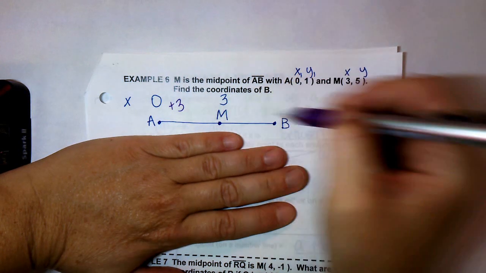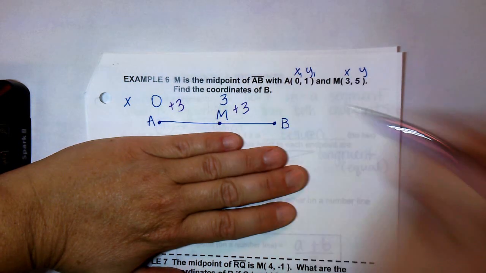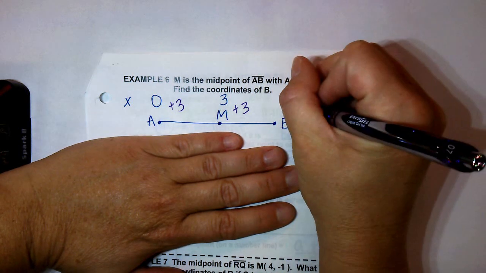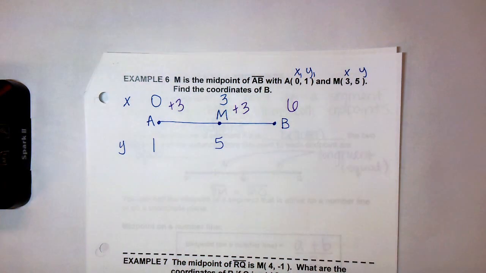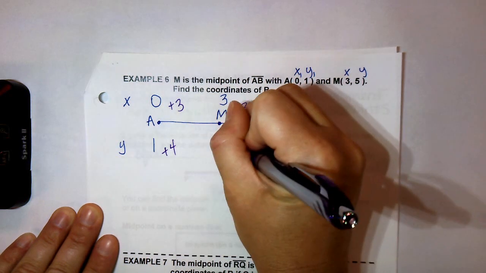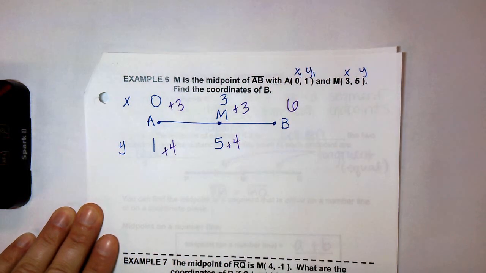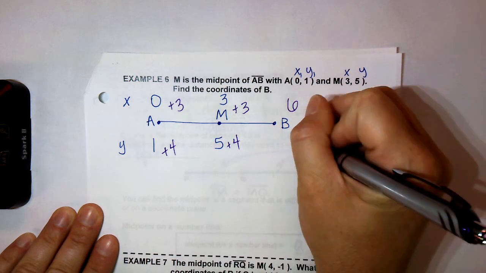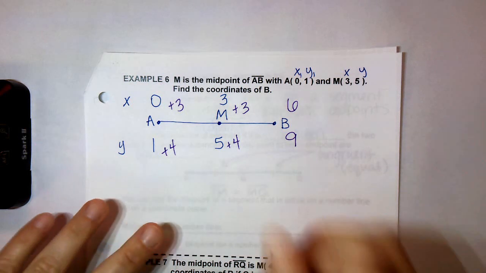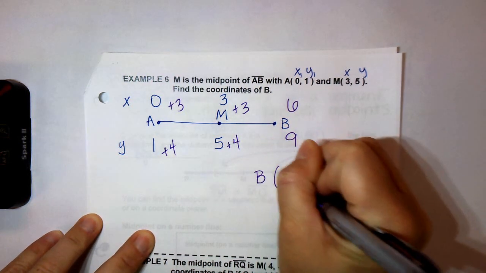So then from M to B, I have to do the same thing. Add 3. So what is the X coordinate for B? 6. Now do Y's. How do you get from 1 to 5? Not add 4. Oh, wait. Oh, I'm crazy. There we go. Yep, add 4. So I'm going to add 4 again. So my Y coordinate for B is 9. Now I need you to just make it pretty for me, right? I need it to look like a point. So B is 6, 9.